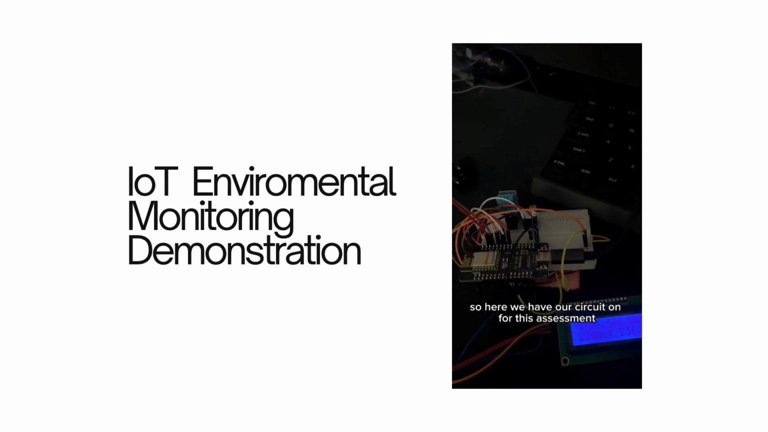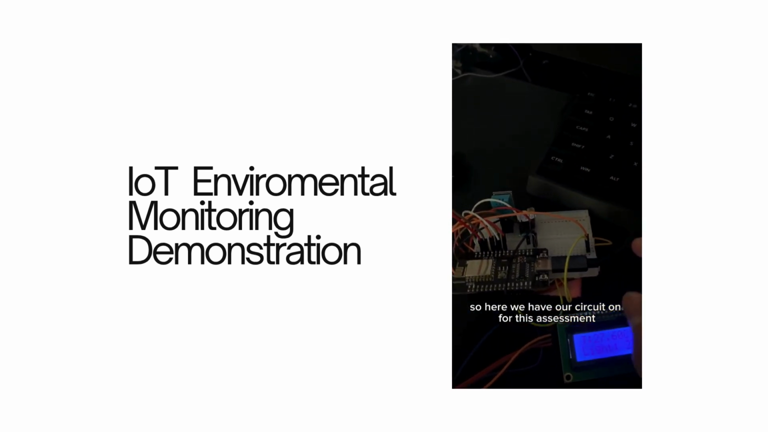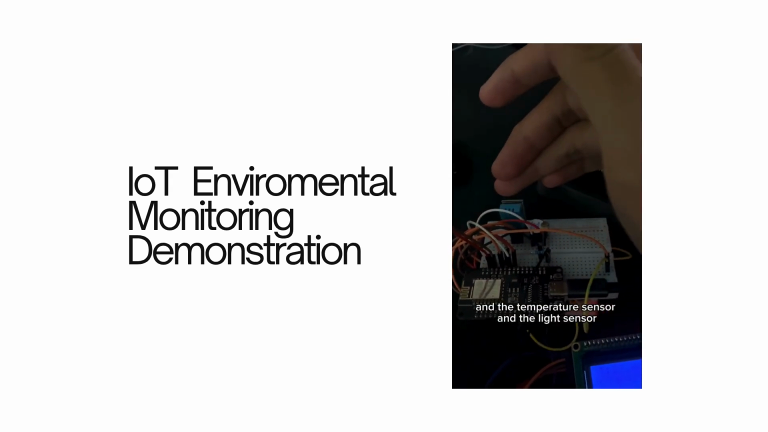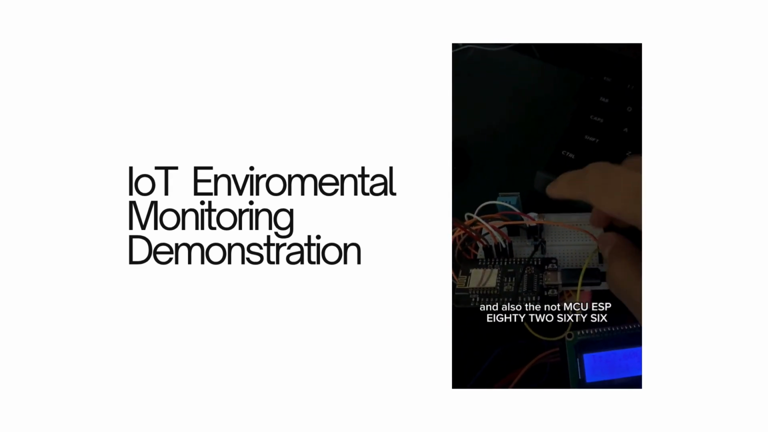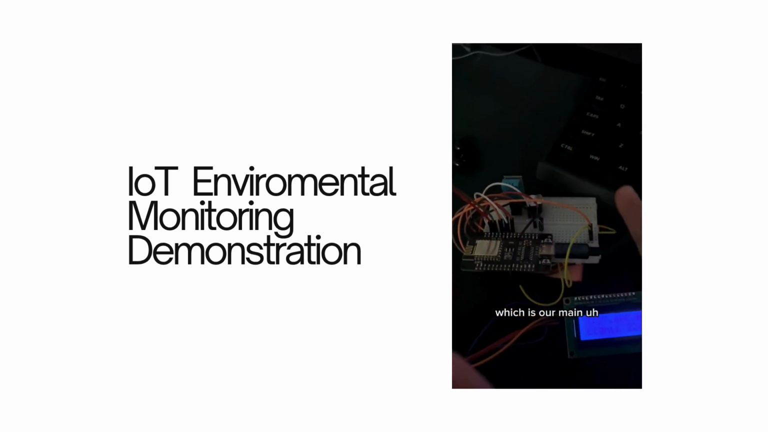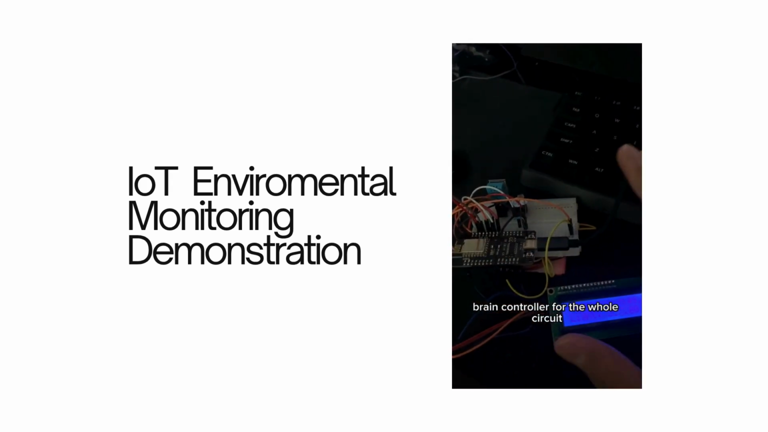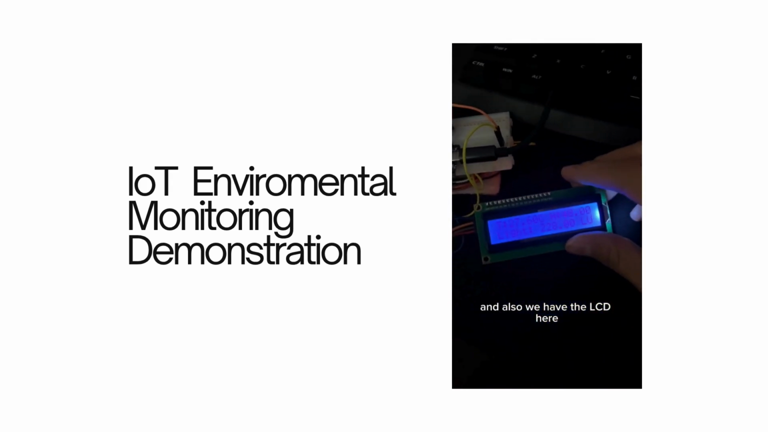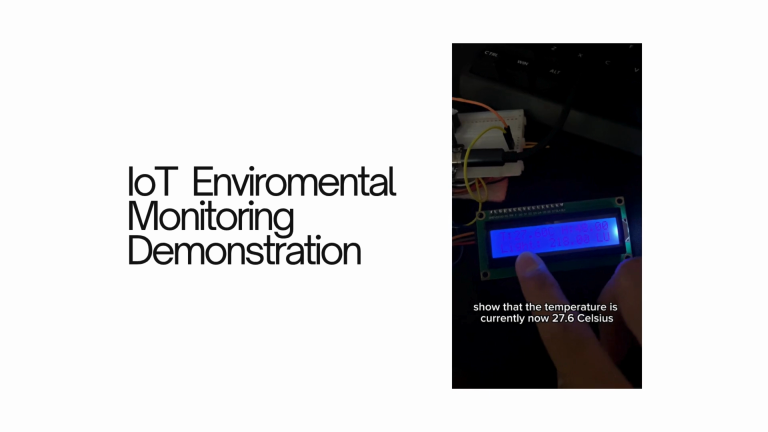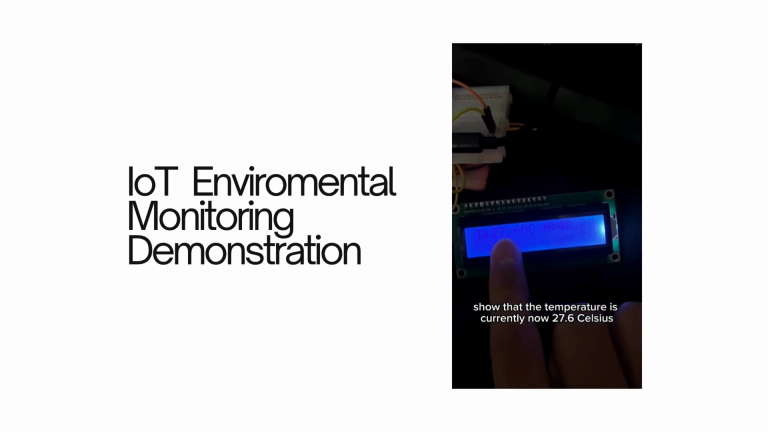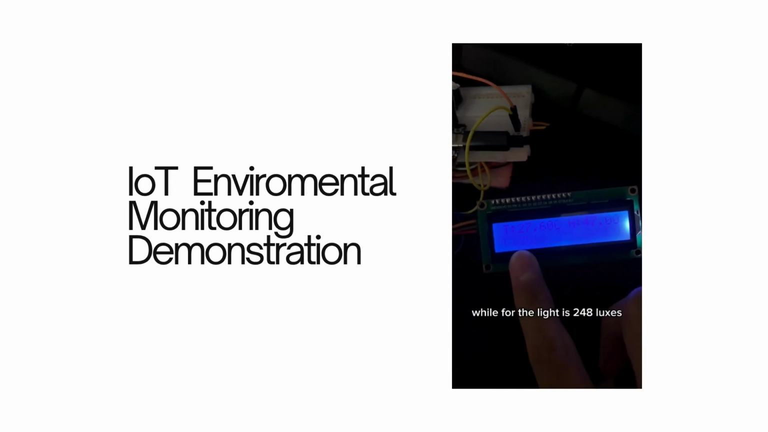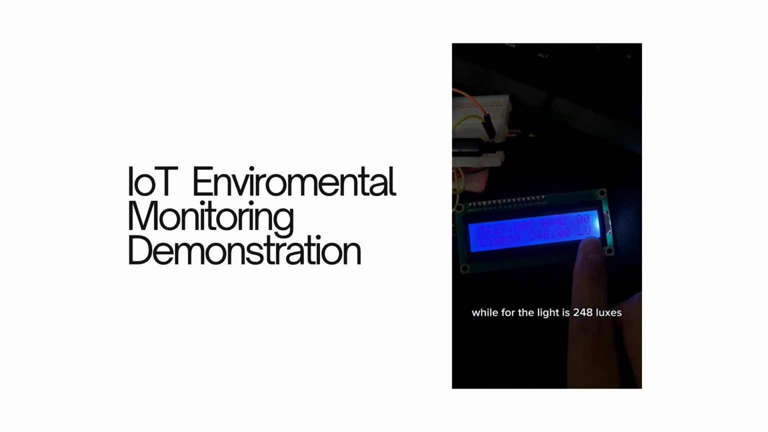So here we have our circuit for this assessment. Here we have the buzzer, the humidity and temperature sensor, the light sensor, and also the NodeMCU ESP8266, which is our main brain controller for the whole circuit. And also we have the LCD here, and the current values show that the temperature is 27.6 Celsius, the humidity is 47, while the light is 248 lux.